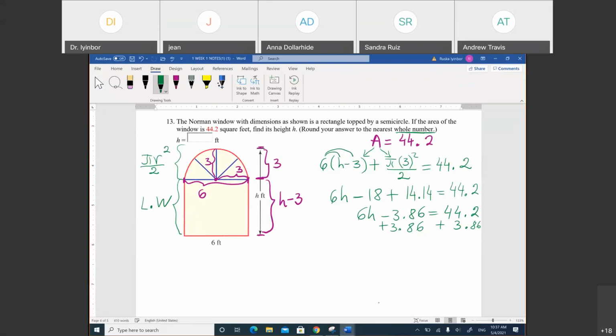And you're going to get 6h equals, when I add those numbers, 48.606, right? Then you're going to divide by 6. And because you're going to round to the whole number, pretty much you're going to divide 48 divided by 6. What is that? 8. Yeah. Everybody understand that? Any questions?